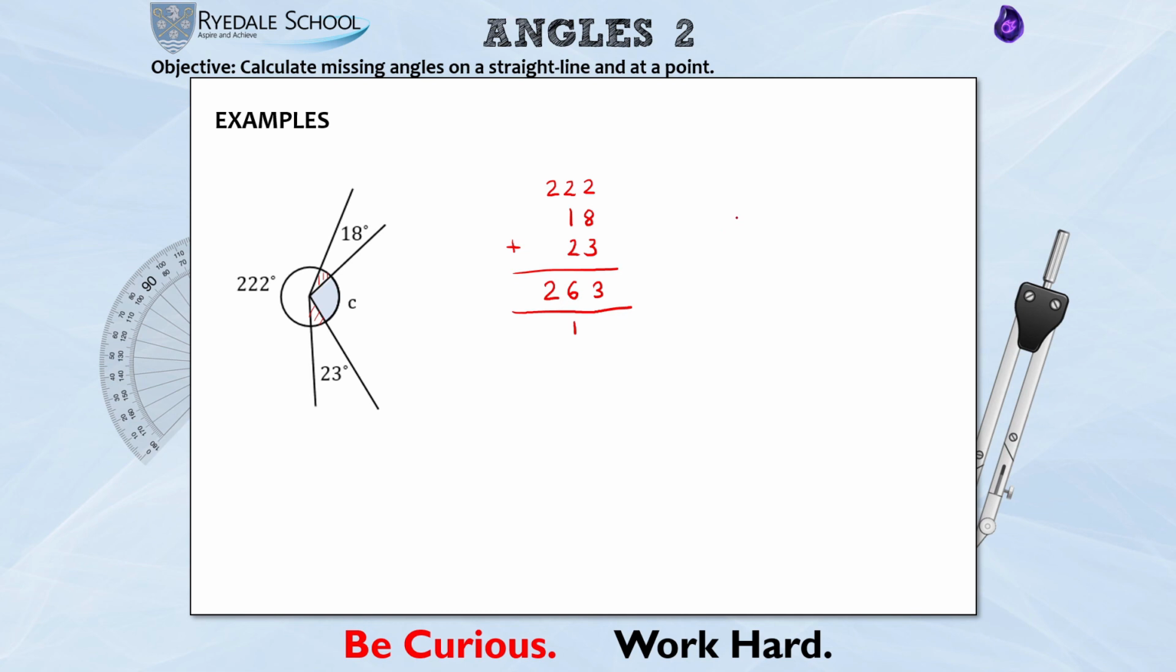So I'm going to do C is 360, take away 263. Well, I know that 360 take away 260 would be 100. Take away 3 more, leaves 97 degrees.